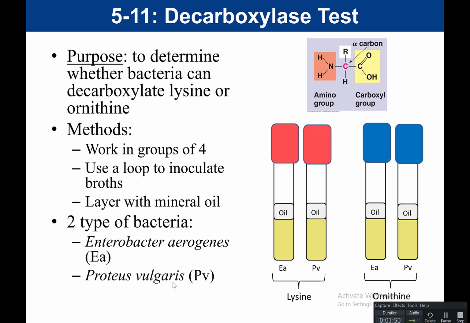So if I was in charge of Enterobacter aerogenes, I would inoculate both a red cap and a blue cap with my EA. So I would use a loop and my aseptic technique and pick up bacteria and transfer it to 2 tubes, one with the red cap, one with the blue cap. Another member of my group would do the same thing, but this time using Proteus vulgaris into a red cap and a blue cap. Notice that after we inoculate the broth, we would layer them with mineral oil.